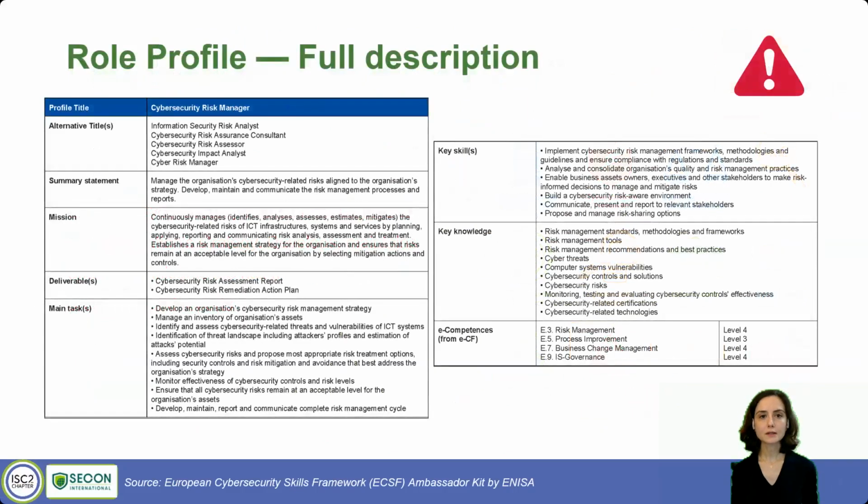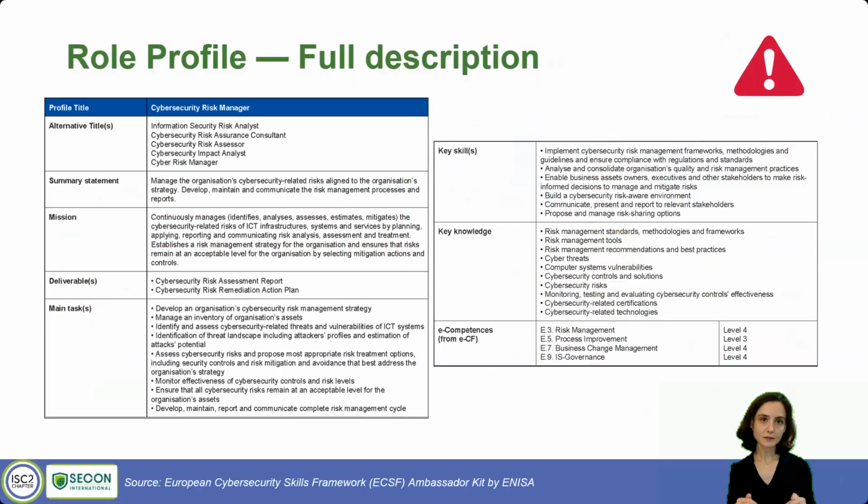If we take a look at the section dedicated to the cybersecurity risk manager, you would see that it contains the following information: alternative titles, maybe in some organizations it is called information security risk analyst. You would see the mission, why it exists, and also what are the deliverables. Thinking about my role, an incident responder, for example, the deliverables that would commonly have are a forensic report. The pen testers would have a pen testing report, etc. So the cybersecurity risk manager has a cybersecurity risk assessment report as a very common deliverable. Also listed are the main tasks, skills, and knowledge.